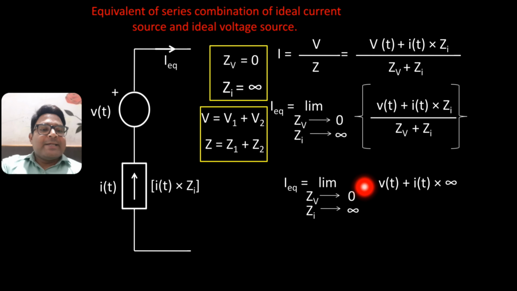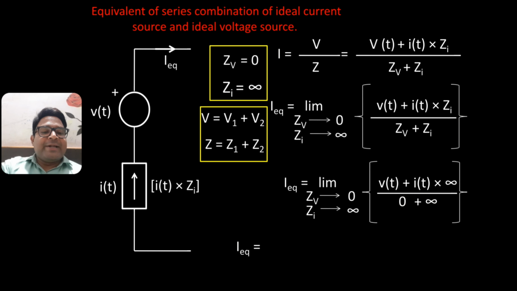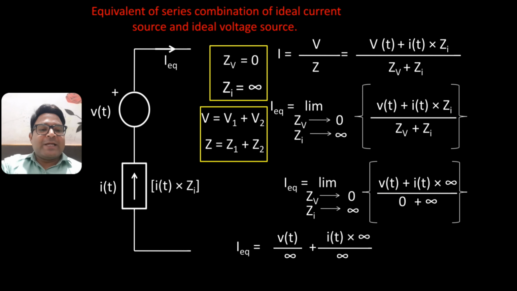Because of that, the formula will now be V of t plus I of t into infinity upon 0 plus infinity. In the denominator we have 0 plus infinity, that is nothing but infinity, and that's why the final expression will be V of t plus I of t into infinity, over infinity. If we separate the terms, we get V of t upon infinity plus I of t into infinity upon infinity. Now infinity and infinity get cancelled, and V of t upon infinity becomes 0.